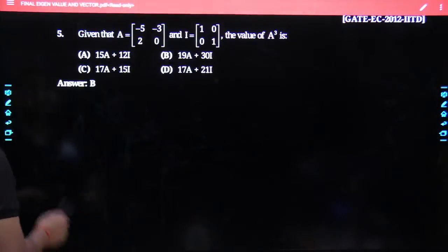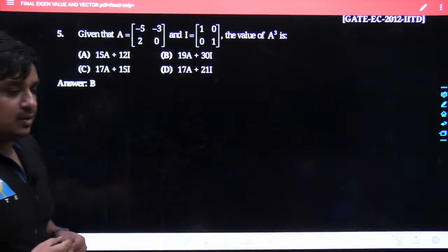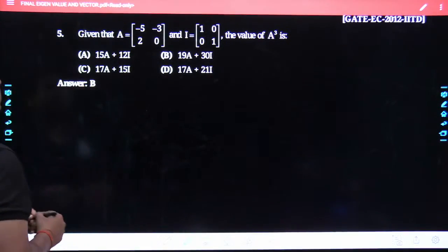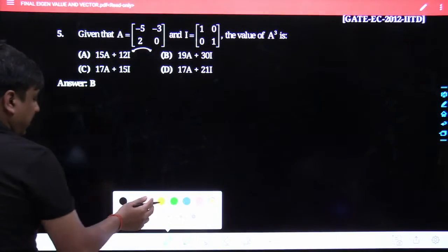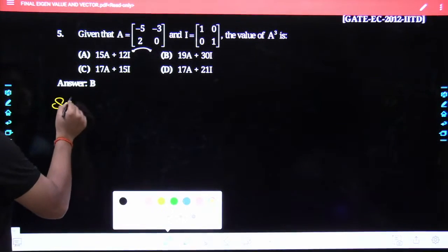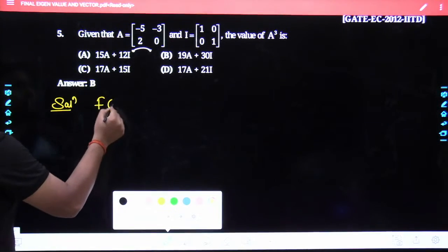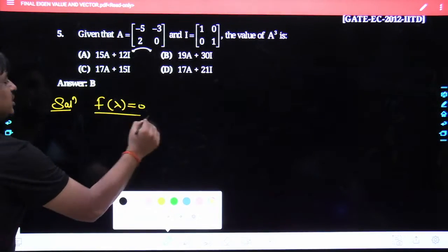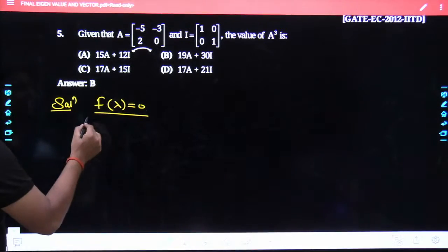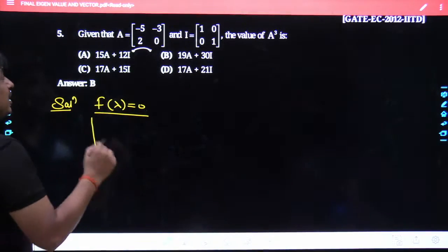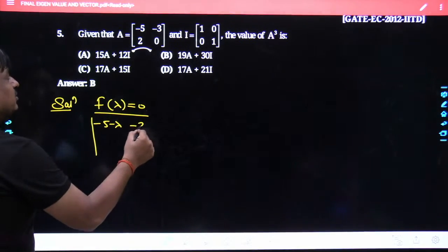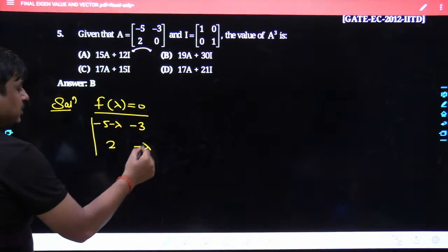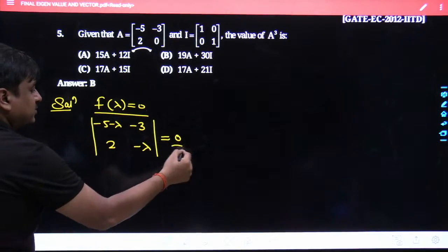So let me rub it out and come back. Now what is happening over here? First focus on the matrix and try to get the characteristic equation for the given matrix. How do we get it? It's simply the determinant of A minus lambda I, which becomes the determinant of the matrix with rows minus 5 minus lambda, minus 3, and 2 minus lambda, and then you compare it with 0.